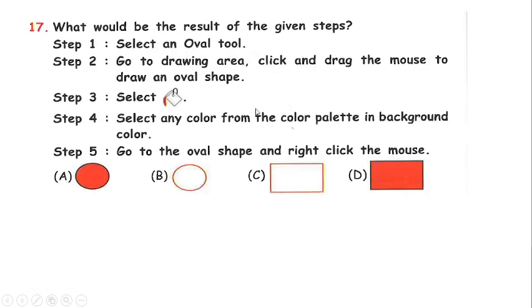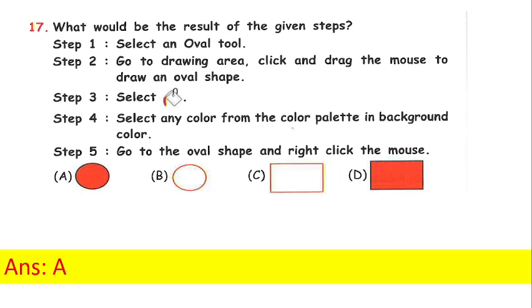Okay. Next, what would be the result of the given steps? Step 1. Select an oval tool. Go to the drawing area. Click and drag the mouse to draw an oval shape. Select fill with color. Select any color from the color palette in background color. Go to the oval shape and right click the mouse. You have to read these steps again slowly. Pause the video, read it, and then tell me which shape will come out. Okay, I am giving you time.